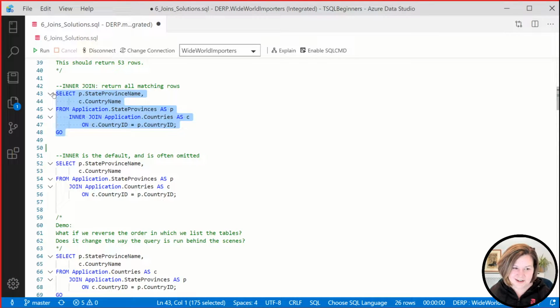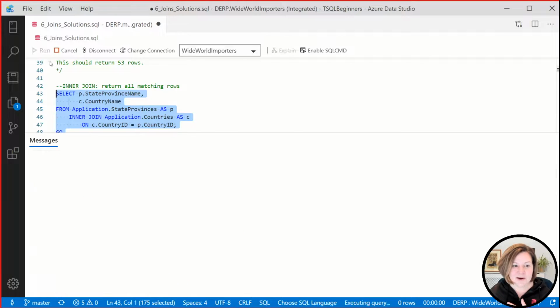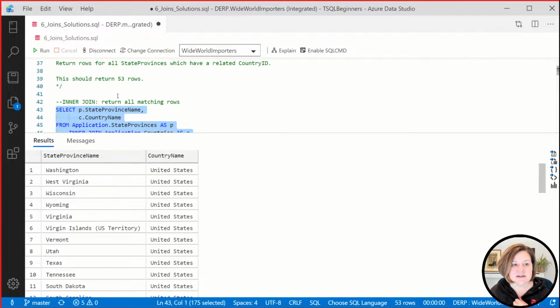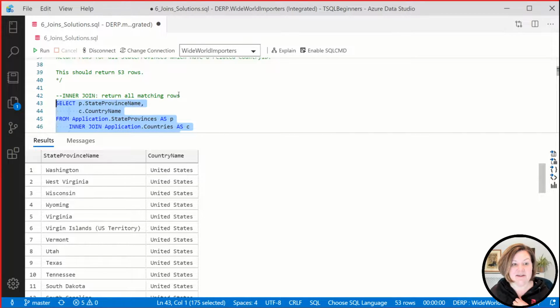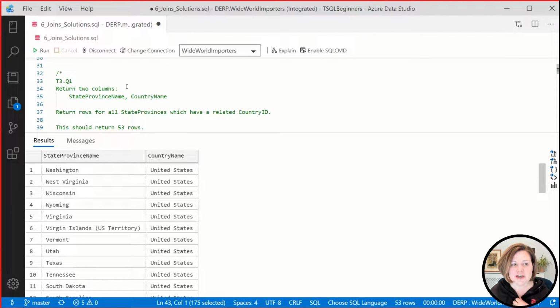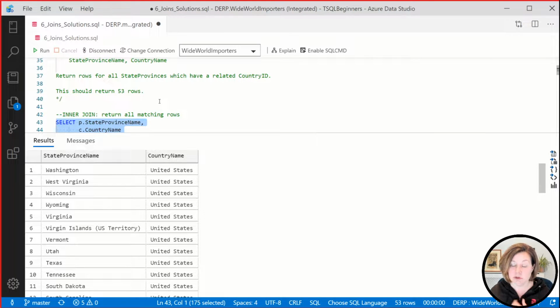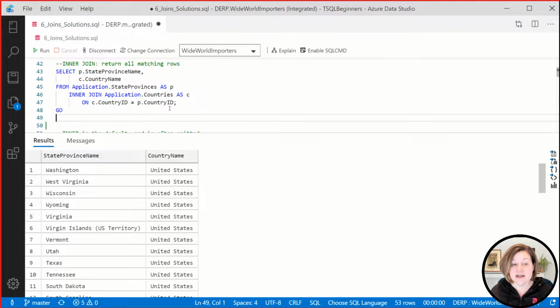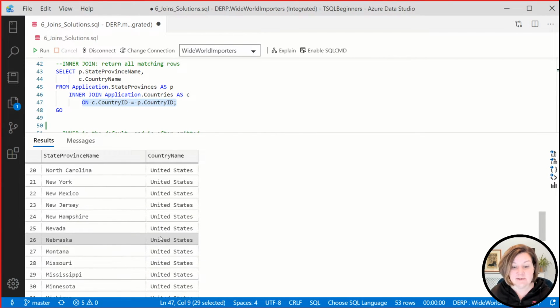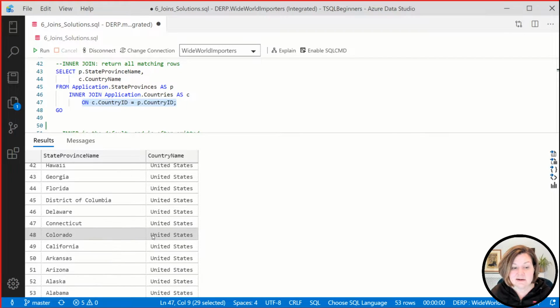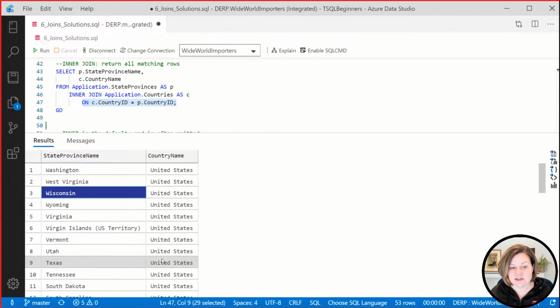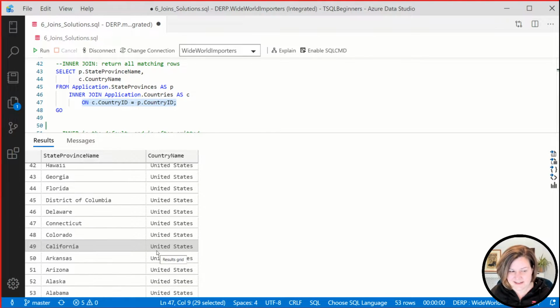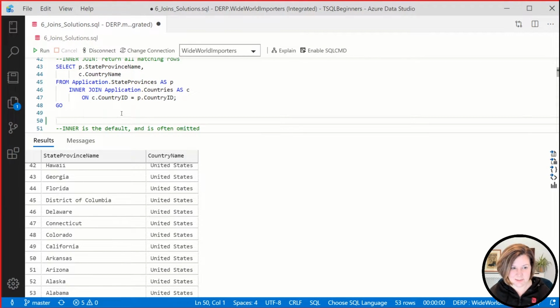So first off, let's run this one and just show that this works. Running this, we want all state provinces that have a related country ID, and we aren't returning the country ID, we're returning the country name. We could also return the country ID if we're joining on it. We don't have to actually return the column that we're joining on. And what we see here is that all of the rows in state provinces are related to the United States. So we have many countries in the country table, but the only country that has state provinces is the United States.